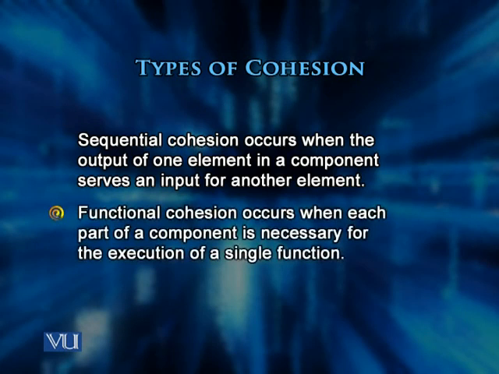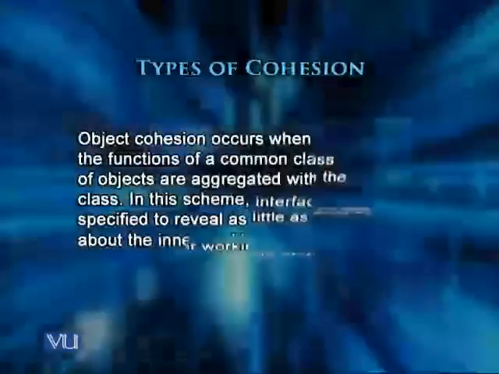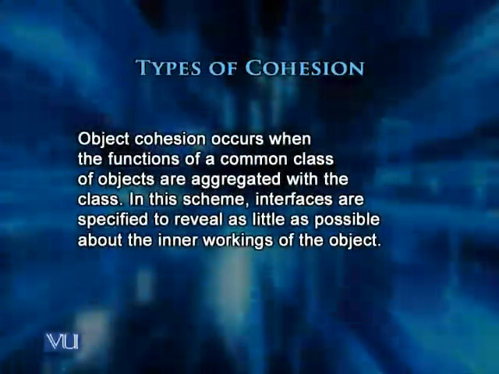Functional cohesion occurs when each part of a component is necessary for the execution of a single function. And this sort of cohesion is the one that I was talking about, where you are focused on one thing. And the last type of cohesion is object cohesion. It occurs when functions of a common class of objects are aggregated with the class. That is also known as, in object terminology, class functions.